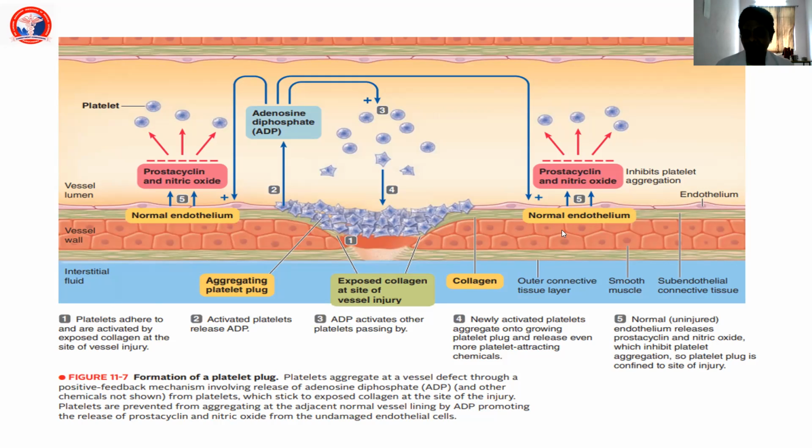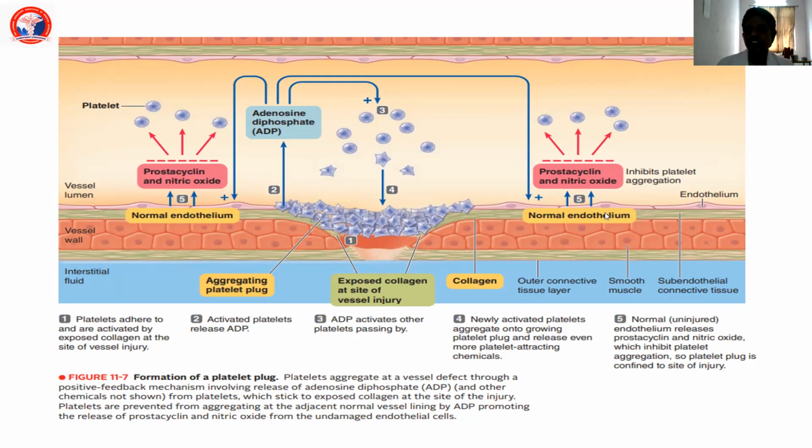Why is that so? The activated platelets, we know what they are going to release. They are going to release ADP. And this ADP will activate the normal endothelium to produce prostacyclin and nitric oxide. And we all know prostacyclin and nitric oxide will inhibit platelet aggregation and favor vessel relaxation. Yes or no? Yes. So this is the important point, why the platelet gets adhered to the injured endothelium and is not getting adhered to the normal endothelium.